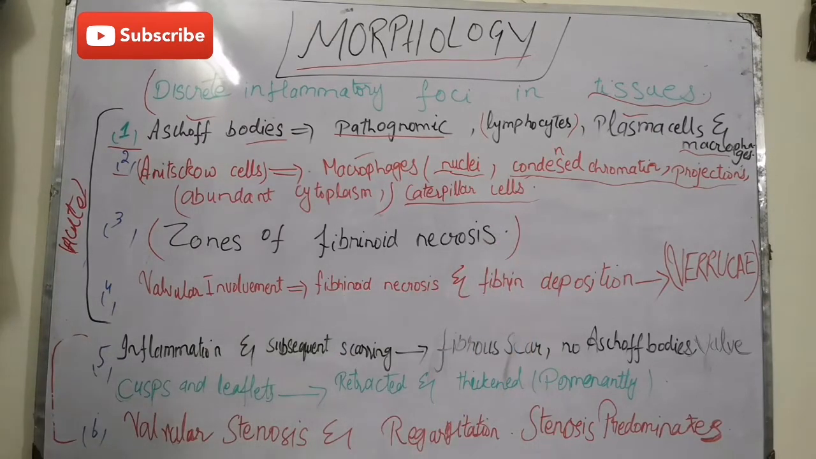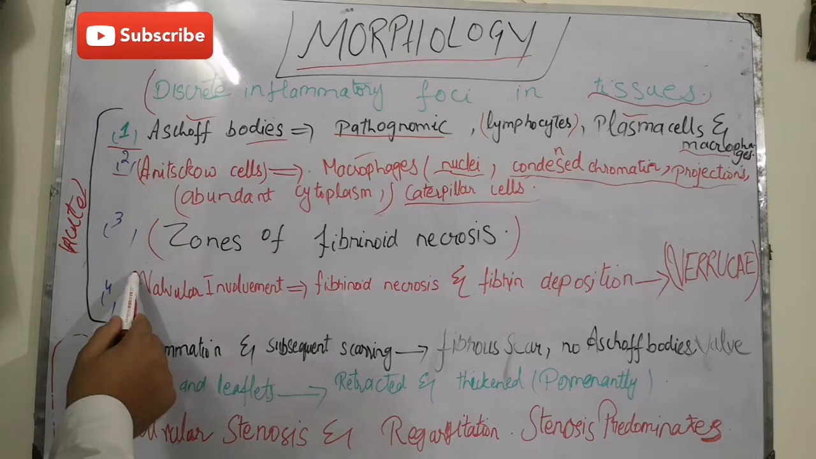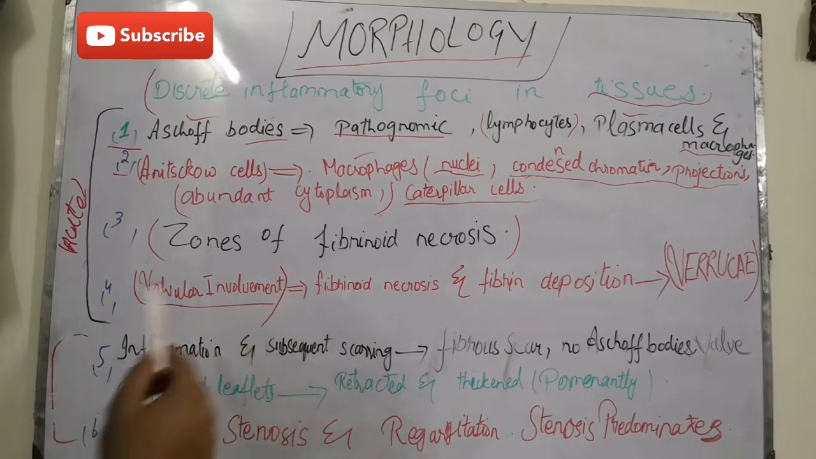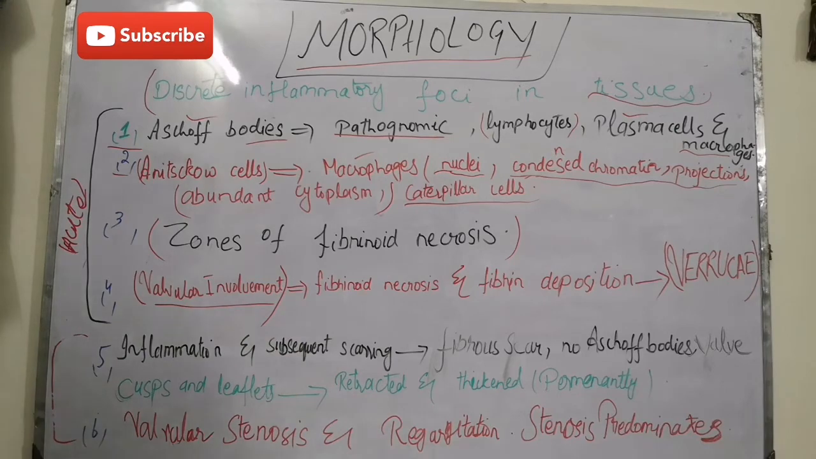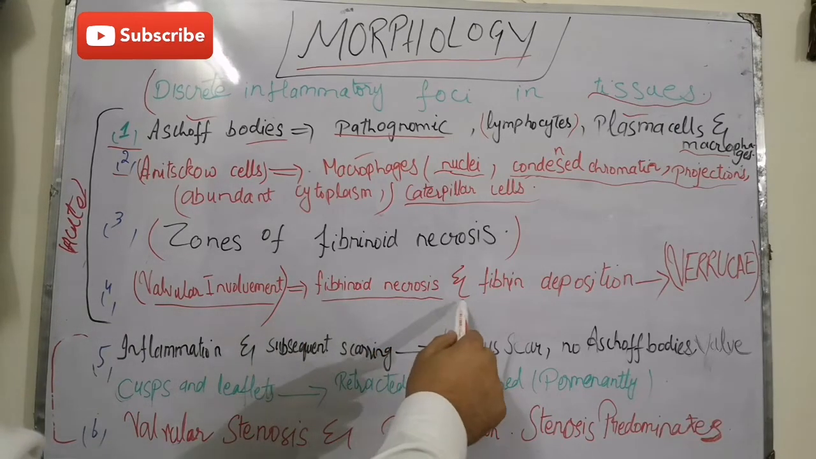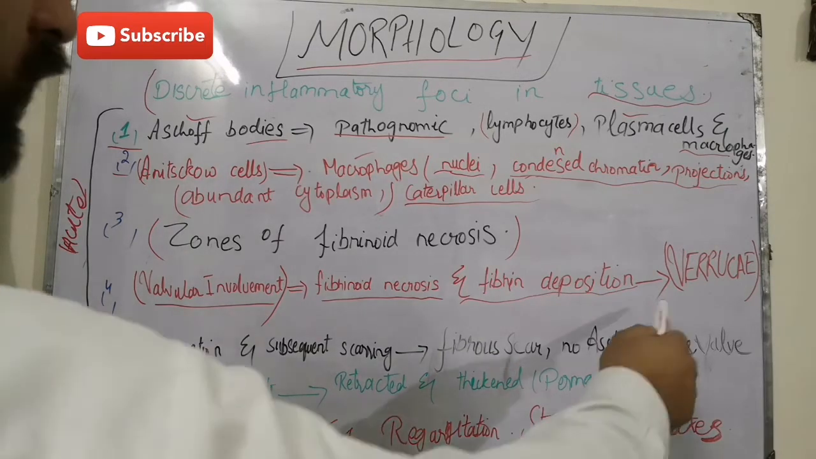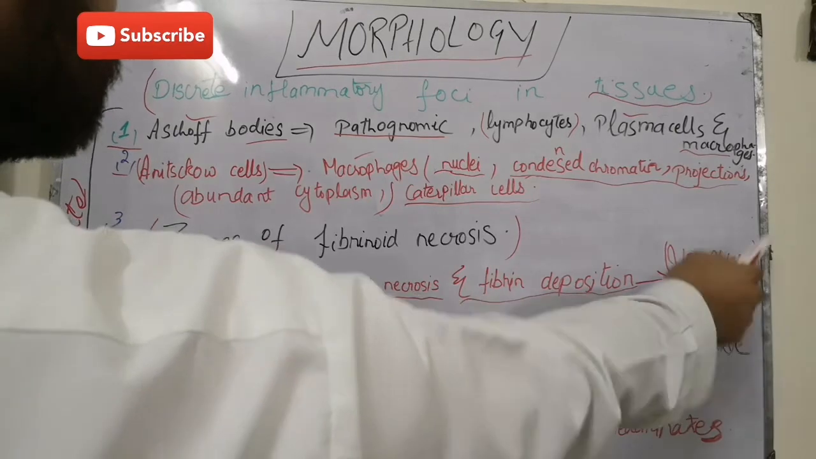The third feature is zones of fibrinoid necrosis. Fourth, if there is valvular involvement, it leads to fibrinoid necrosis and fibrin deposition along the lines of closure, and vegetations are formed. These vegetations are called verrucae.